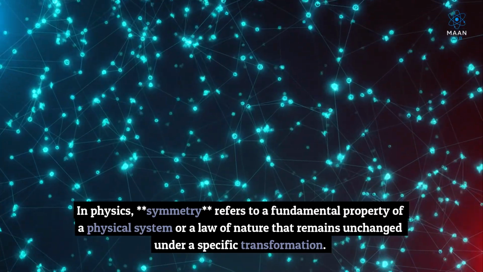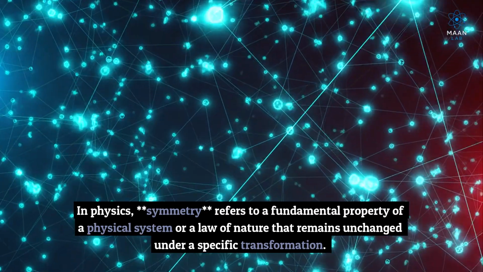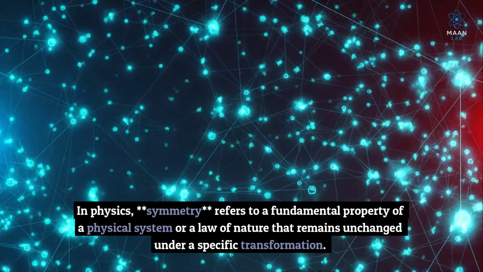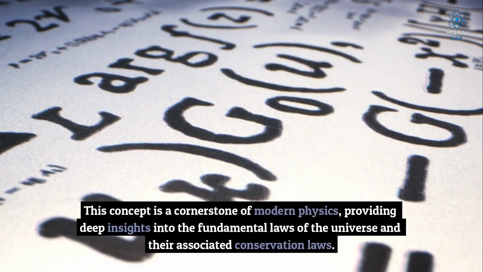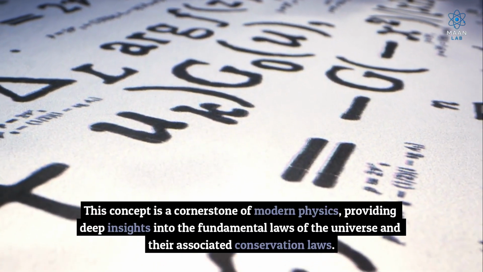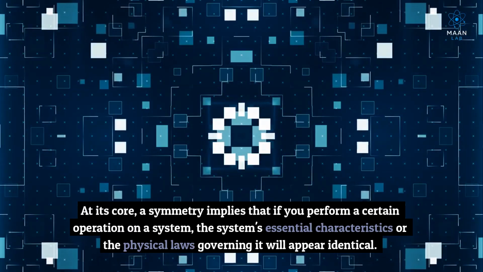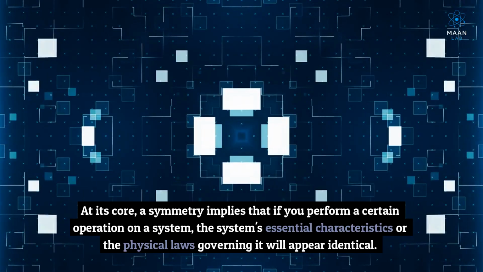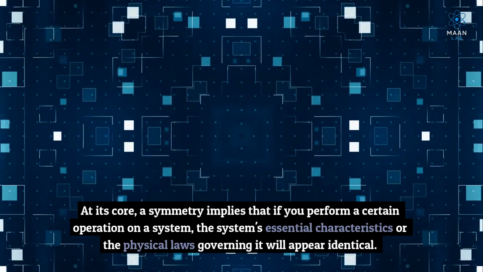In physics, symmetry refers to a fundamental property of a physical system or law of nature that remains unchanged under a specific transformation. This concept is a cornerstone of modern physics, providing deep insights into the fundamental laws of the universe and their associated conservation laws. At its core, a symmetry implies that if you perform a certain operation on a system, the system's essential characteristics or the physical laws governing it will appear identical.